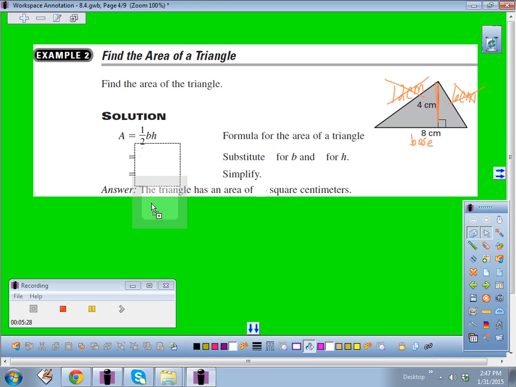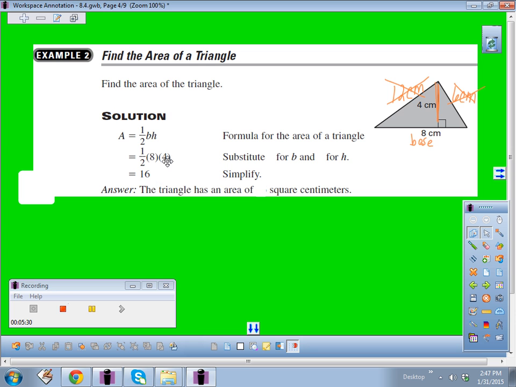So we're just going to plug in our numbers into the formula. 1/2 times the base times the height. 1/2 of 8 is 4. 4 times 4 is 16. So we substituted our numbers into the formula. So we get an area of 16 square centimeters for this triangle.